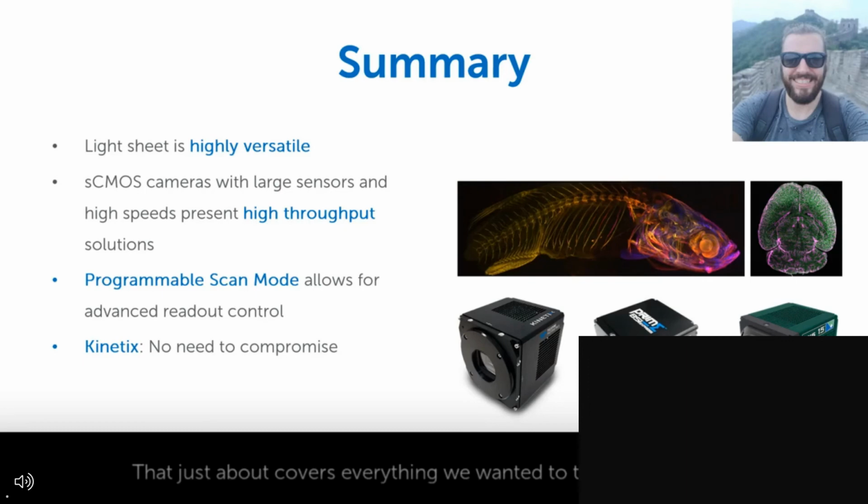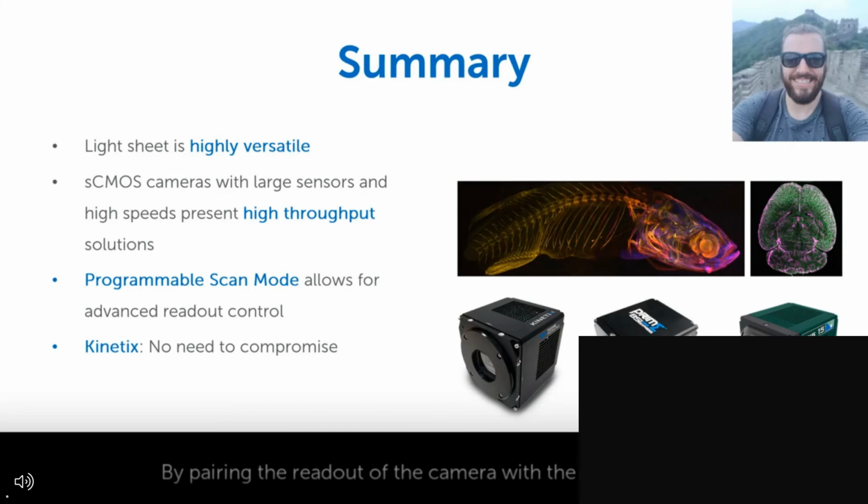And that just about covers everything we wanted to talk about today. Just to summarize things, light sheet is a highly versatile technique with many different variations. sCMOS cameras, we present different product lines which have large sensors and very high speeds, which allow you to make your experiments higher throughput and more efficient while also simplifying them. Different software components like Programmable scan mode allow you to have advanced readout control. You have the hardware to do the imaging, but you also have the software to do more powerful imaging and have greater control over it, especially pairing it with the illumination.